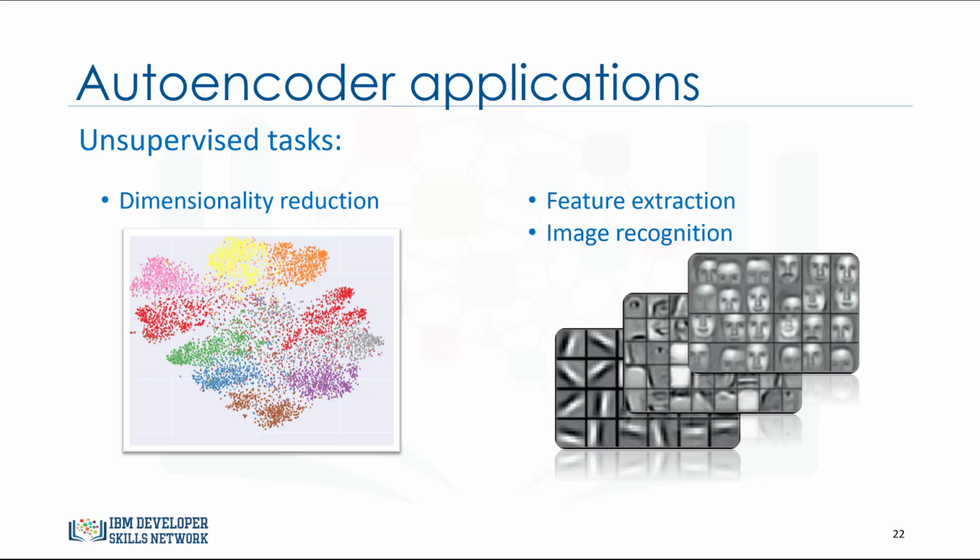For example, to detect a face in an image, the network encodes the primitive features, like the edges of a face. Then, the first layer's output goes to the second autoencoder to encode the less local features, like the nose, and so on. Therefore, it can be used for feature extraction and image recognition.